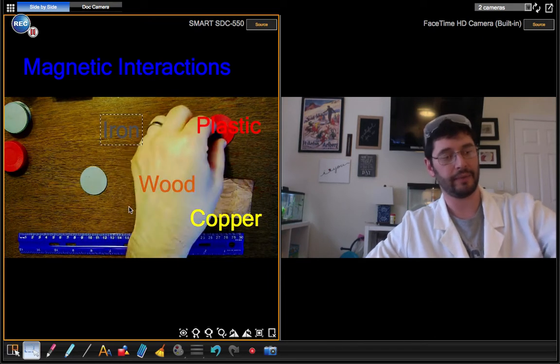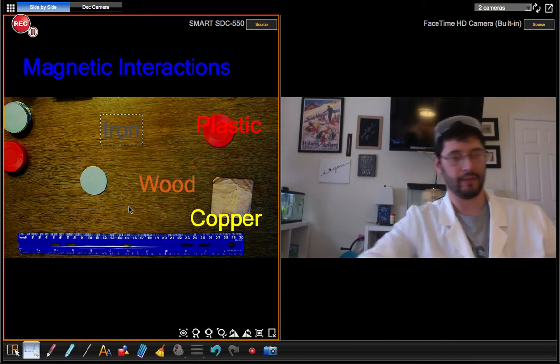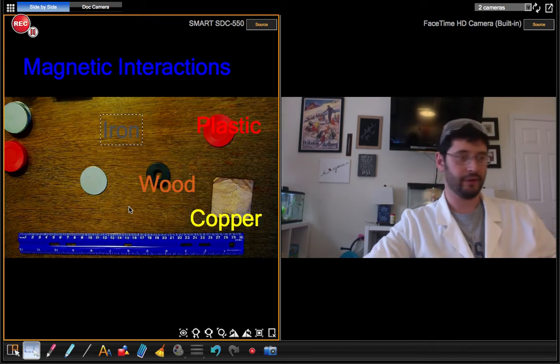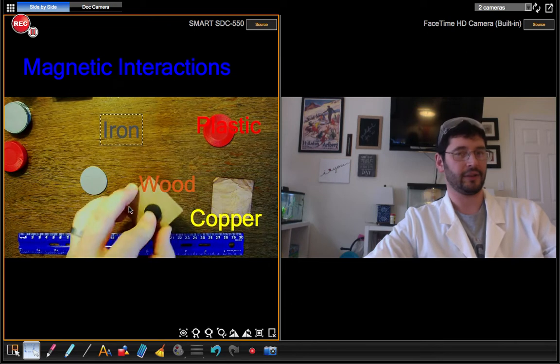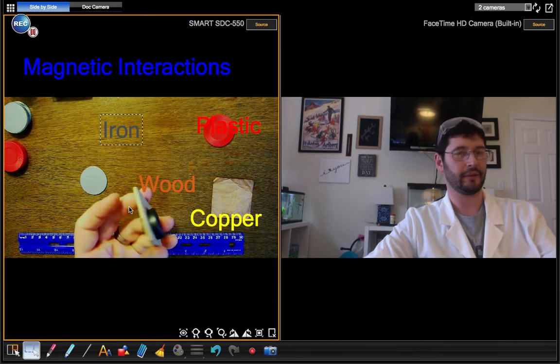Now, that being said, what happens if I take a magnet and I put this here and I touch that to the other side? Hi, look at that.